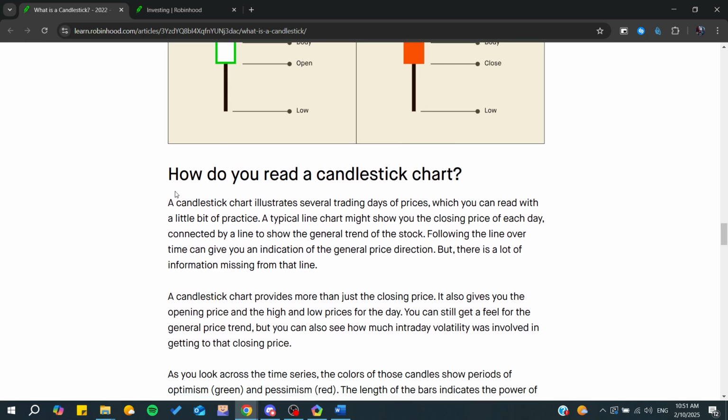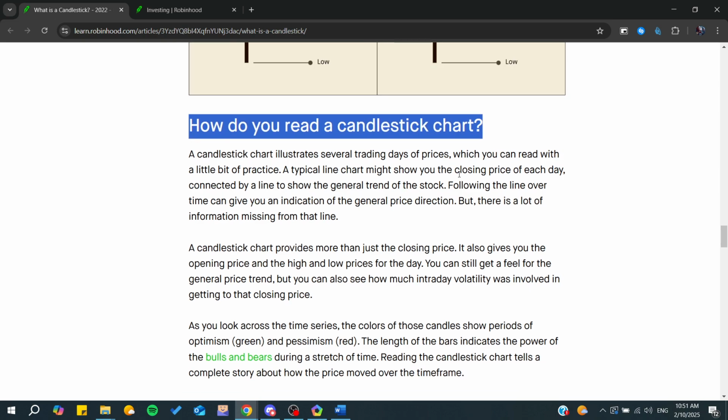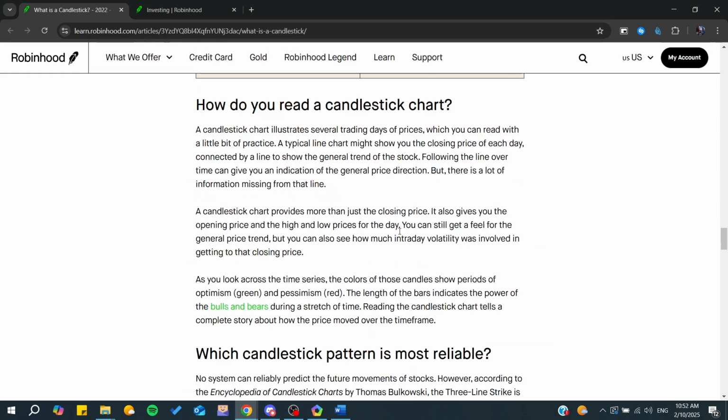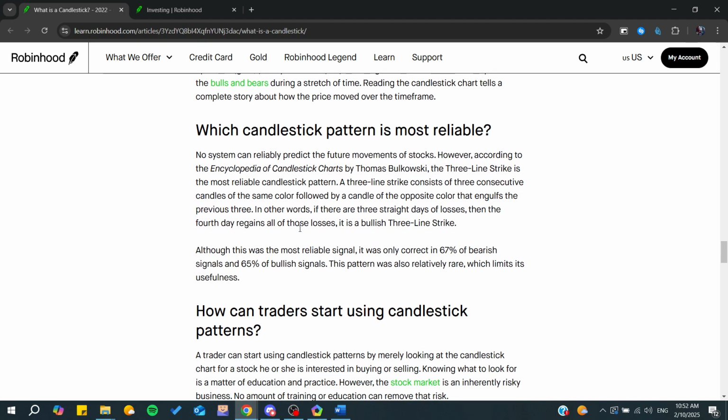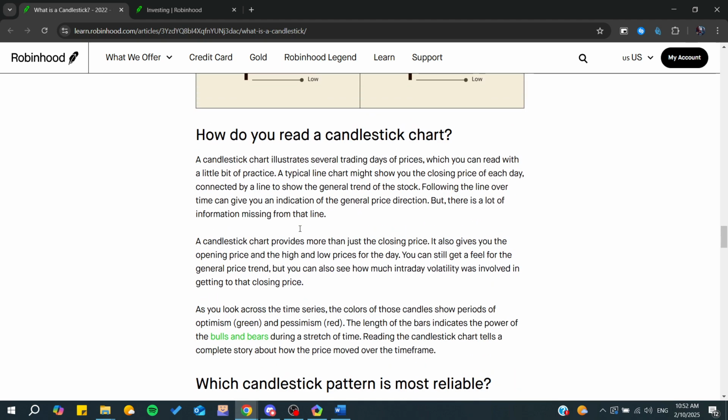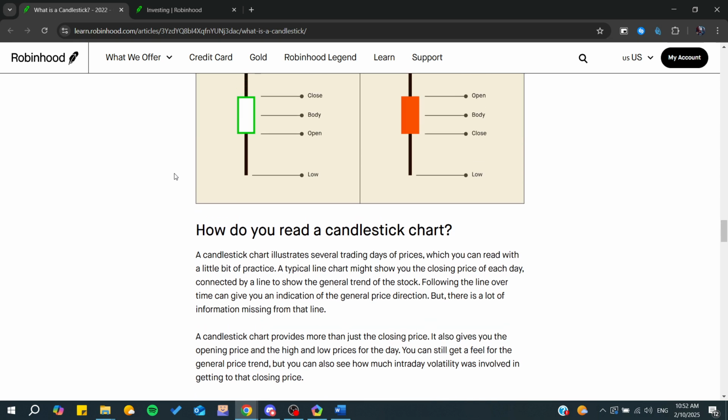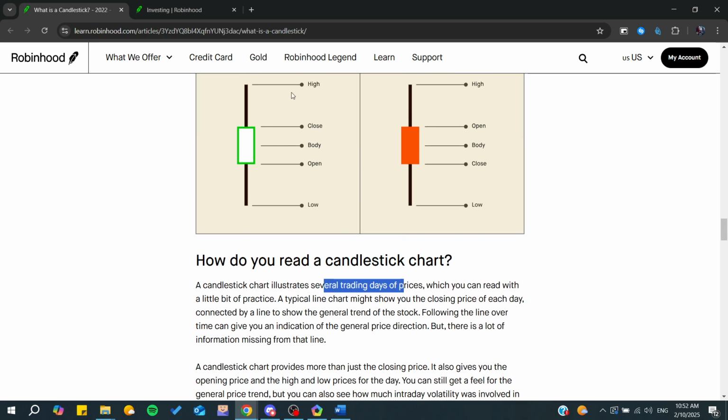And if we go to this paragraph, you will see how you can read a candlestick and what it has. Each candlestick chart illustrates several trading days. In candlestick charts, you will find several trading days of prices, and you will see the highest point price that has been rejected and the lowest point.